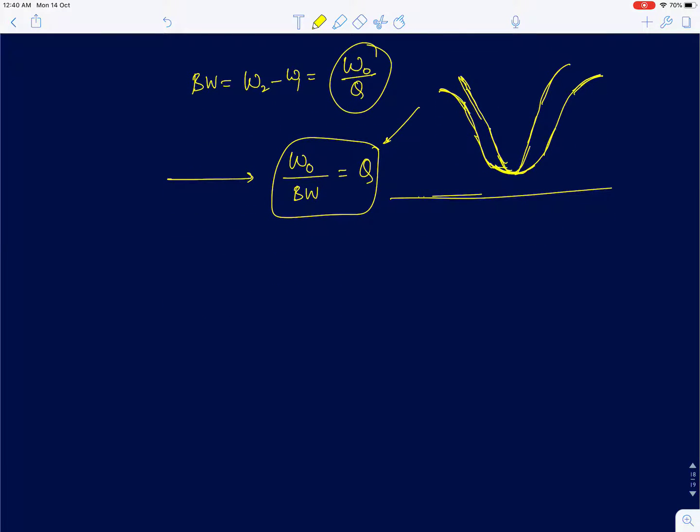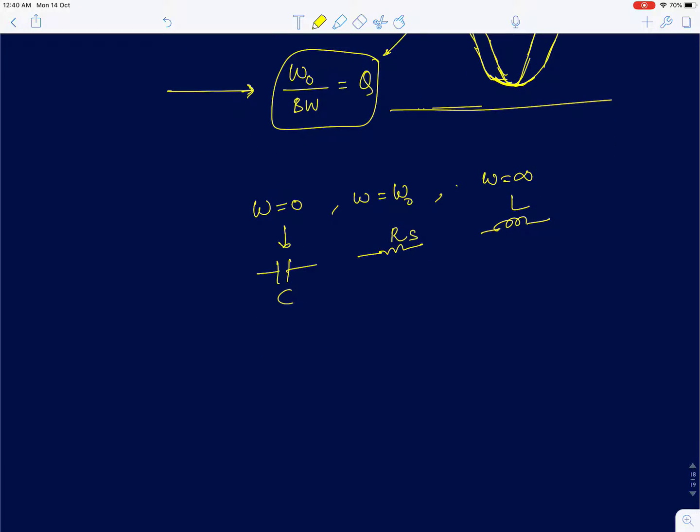Okay, now I'll try to give another intuitive explanation. Let me just quickly summarize what I discussed right now. We analyzed the series RLC circuit at three different frequencies: omega equal to 0, omega equal to omega naught, and omega equals infinity. At low frequency, omega equal to 0, it behaved like a capacitor. At resonant frequency, it behaved like a resistor, and at very high frequencies, it behaves like an inductor. This is the behavior of the series RLC circuit, which we analyzed at three different frequencies.